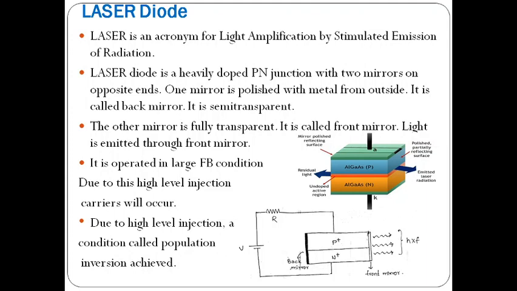So when you apply forward bias to the laser diode, the holes move from the p region to the n region and electrons move from the n region to the p region. That means holes move from the valence band of the p region to the conduction band of the n region, and electrons move from the conduction band of the n region to the valence band of the p region.